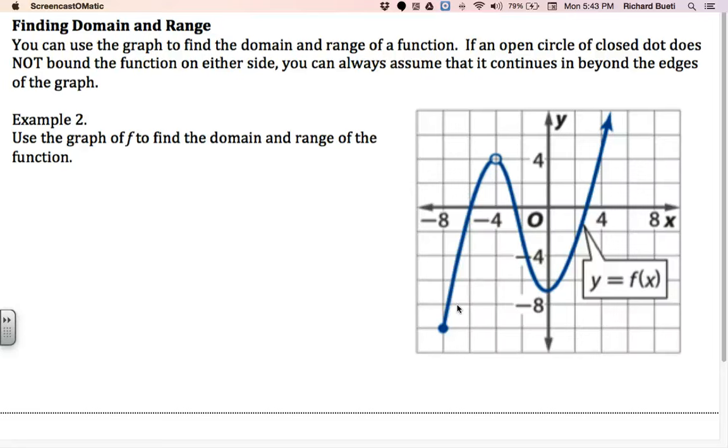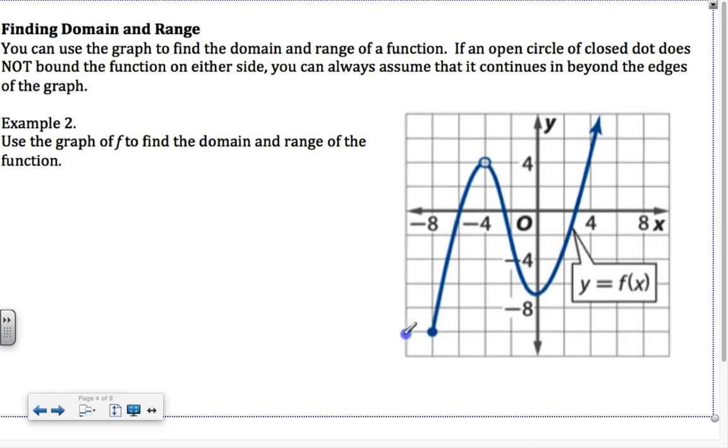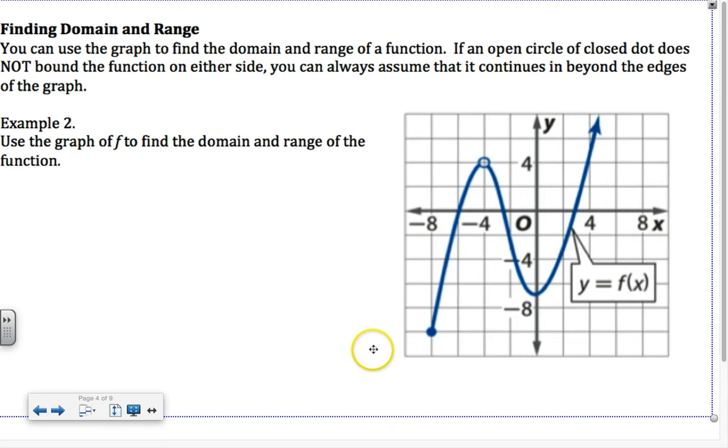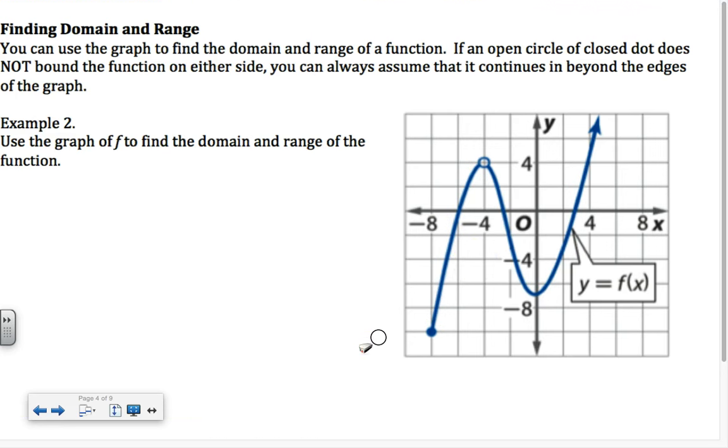A couple of things that I should note about this graph in particular. One is that I see this dot on the end of the graph. That means that this graph starts at this particular x value. So it starts at x equals -8.